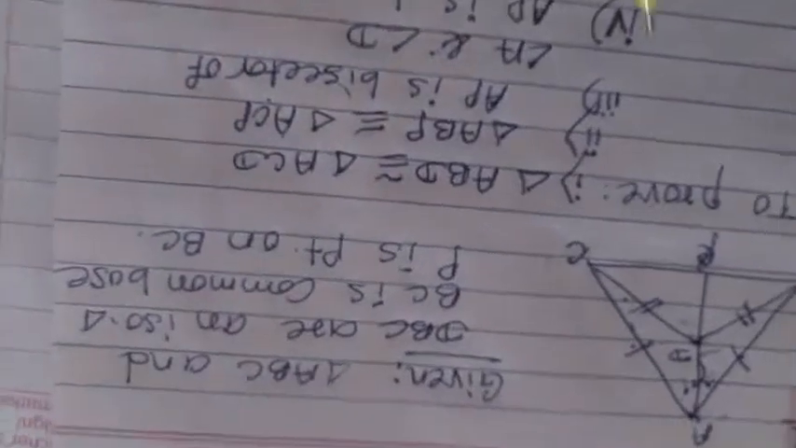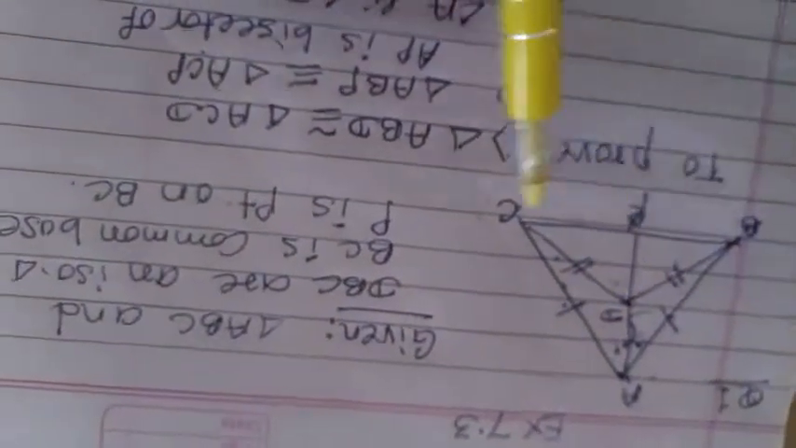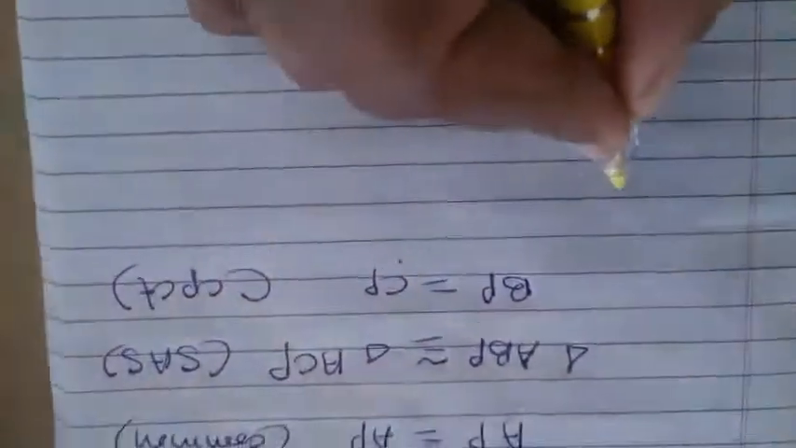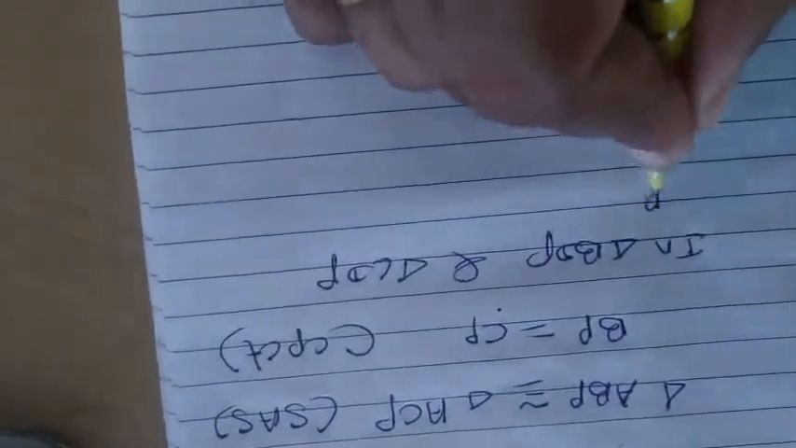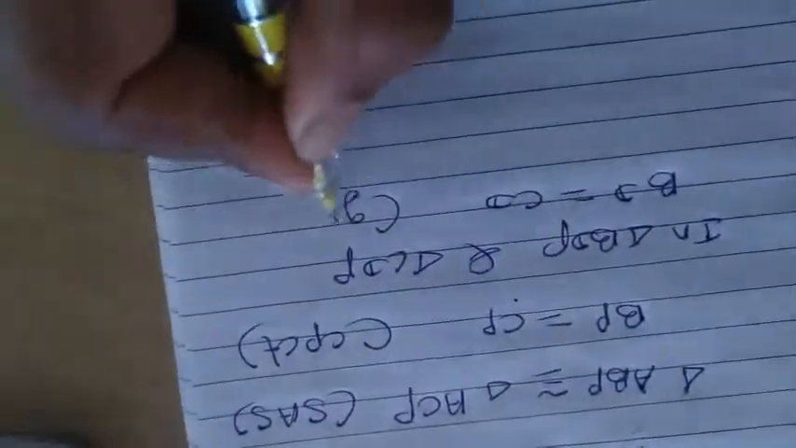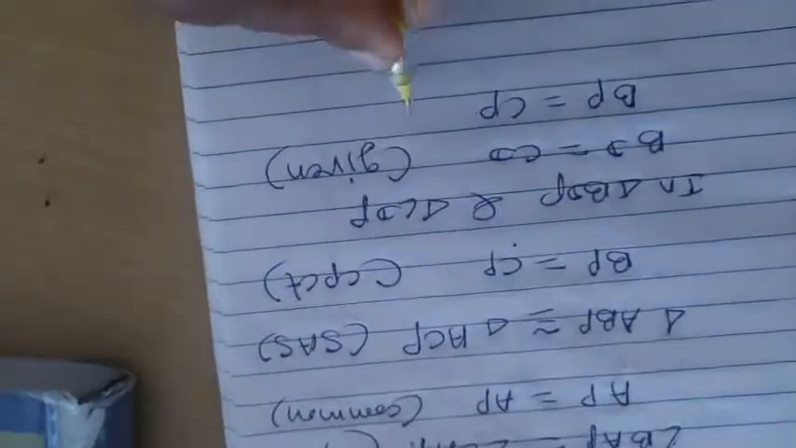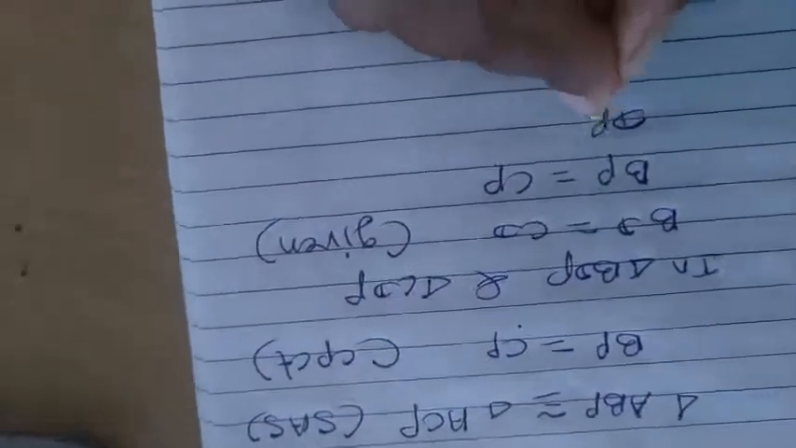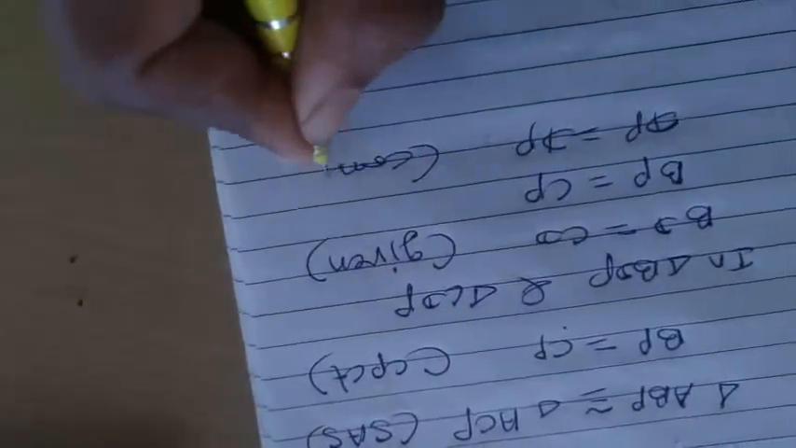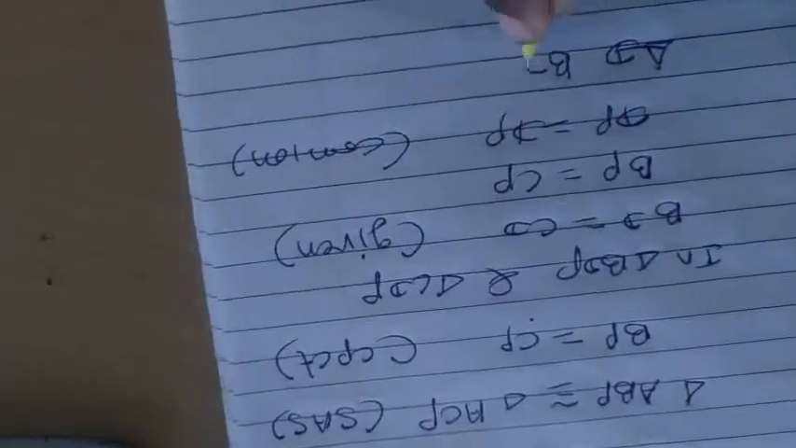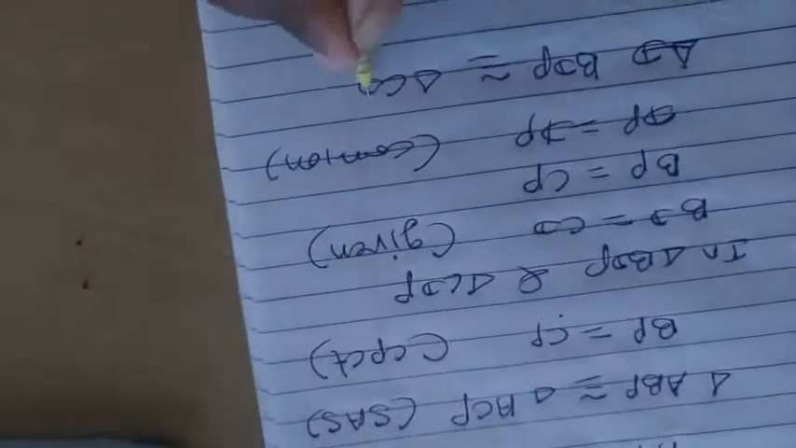That's why consider here triangle BDP and triangle CDP. In triangle BDP and triangle CDP, check the equal parts. BD is equal to CD, which is already given in the example. BP is equal to CP, you have just proved it, and DP is equal to DP, which is the common side, and both the triangles are congruent. Triangle BDP is congruent to triangle CDP. The criteria is SSS criteria.